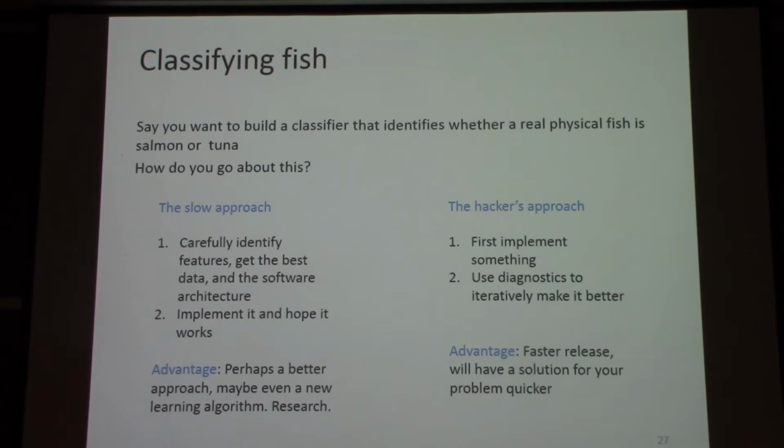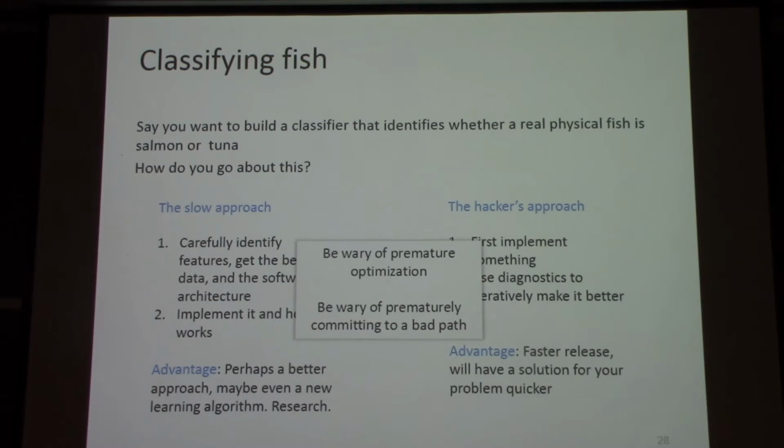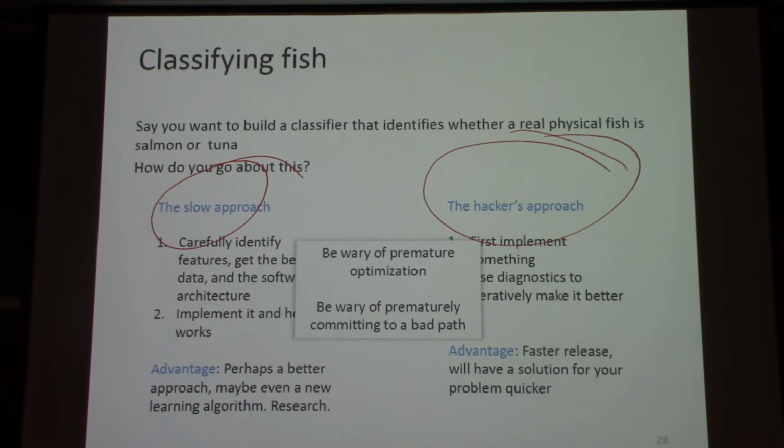The faster approach tends to work pretty well in an industry setting. It's going to get you a reasonable solution pretty quickly. My suggestion is, both of these are good, both of these are bad. What you really need is to be a slow hacker or a fast researcher, I don't know what. Just common sense that shows up in software engineering is also important in machine learning. Don't optimize too early, be careful of that. At the same time, don't commit to a bad path very early. This is life advice in general.